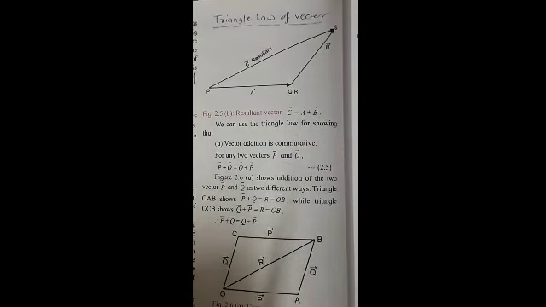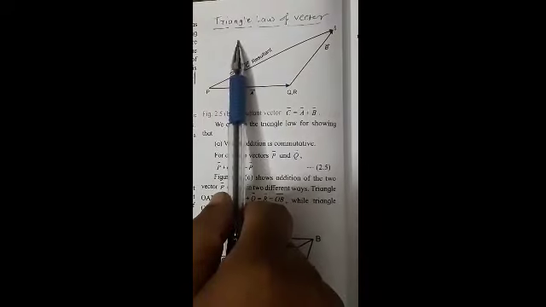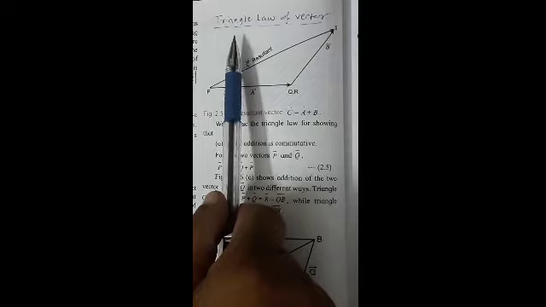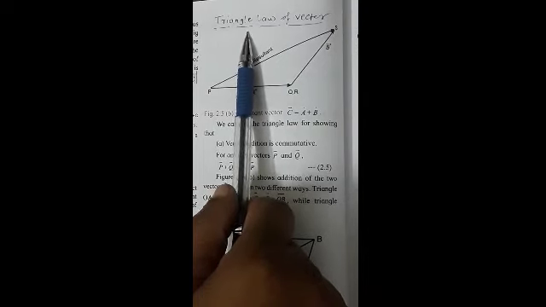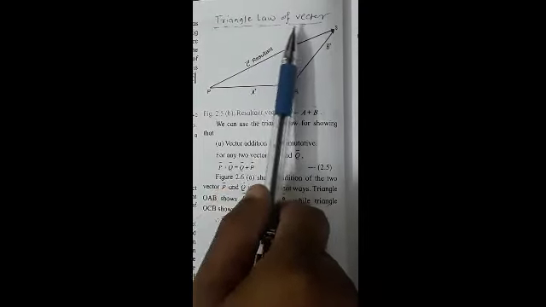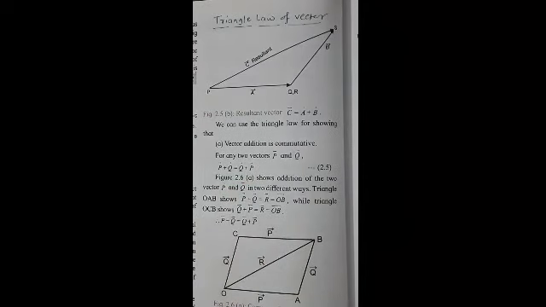In this lecture, we have to see the different laws of vector. There are different types of laws of vector: triangle law of vector, law of parallelogram, law of polygon. Here we have to see the triangle law of vector. You may be asked the question like this: state the triangle law of vector, or state and explain the triangle law of vector.